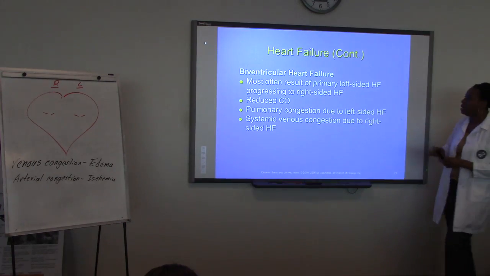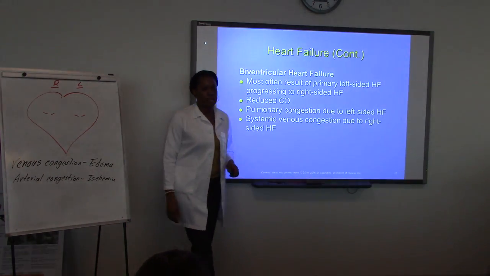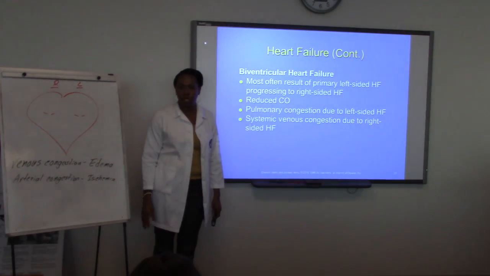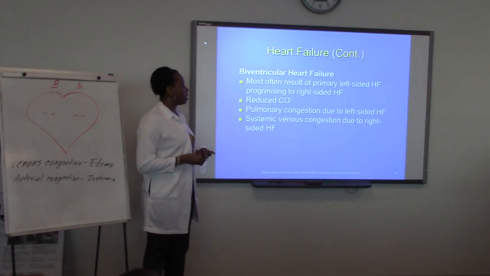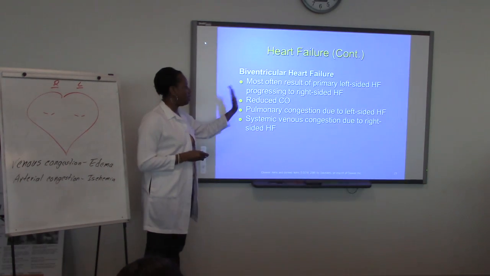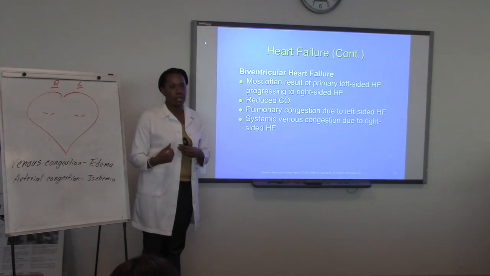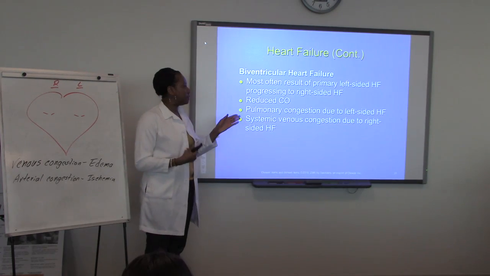We got two more. So believe it or not, sometimes patients can have both right and left-sided heart failures. I know that sounds very crazy and strange, but that is possible. They can have biventricular heart failure, most often the result of primary left-sided heart failure, then progressing to the right. So just make sure you know that it's usually the left side and then it progresses to the right.